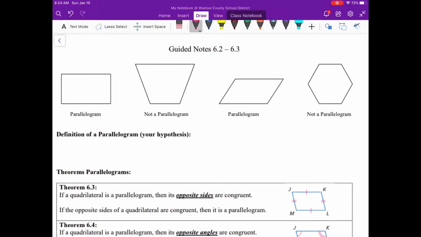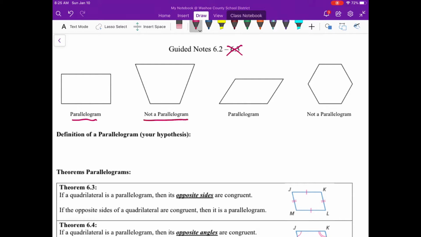All right, in these notes, we're going to talk about 6.2, which is more parallelograms, and talking about special parallelograms. We're not so much going to do 6.3, but these are just notes that we've used in the past. We're going to briefly talk about what 6.3 would be.